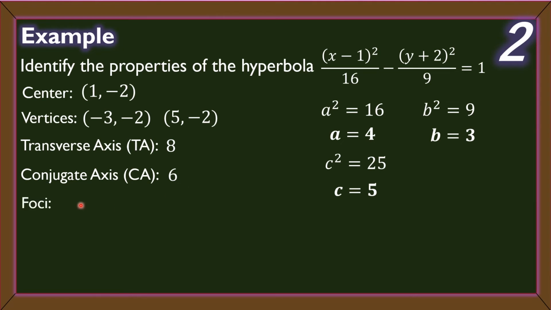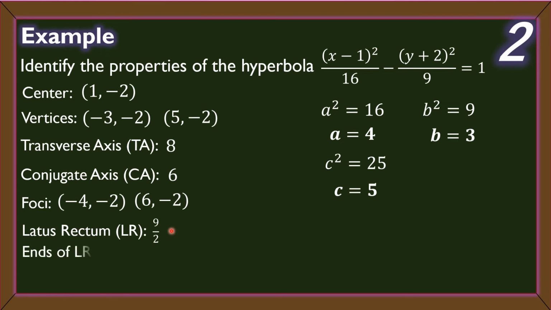The foci are collinear with the vertices and the center, and it is c units away from the center. So we have 1 minus 5, that will be (-4, -2). And the other one will be 1 plus 5, (6, -2). The latus rectum is of length 2b squared over a, so that will be 2 times 9, 18 over 4, simplified as 9 over 2.